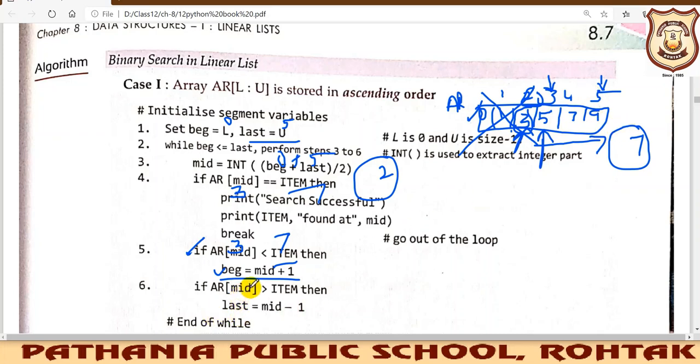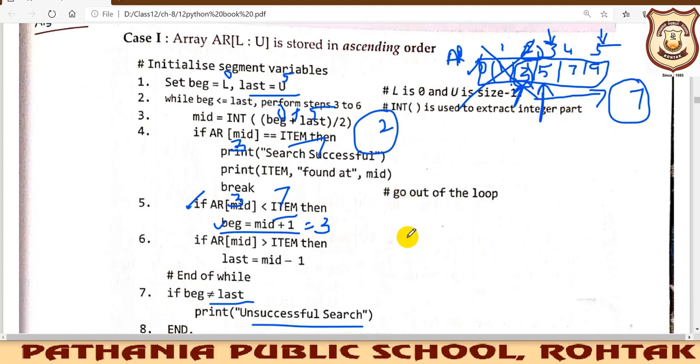Okay, so this is true. The beginning is mid plus 1, that is mid is 2 plus 1, that is 3. So I'll be searching from 3 to 5. Okay, so I'll keep on searching. So what will happen next time? See, this is my loop, that is saying until beginning is less than or equal to last, I have to repeat these steps. Okay, these 3 steps have to be repeated.